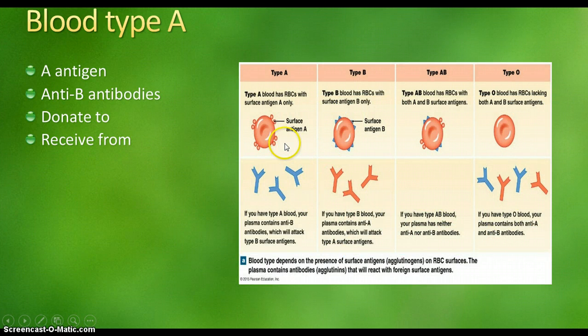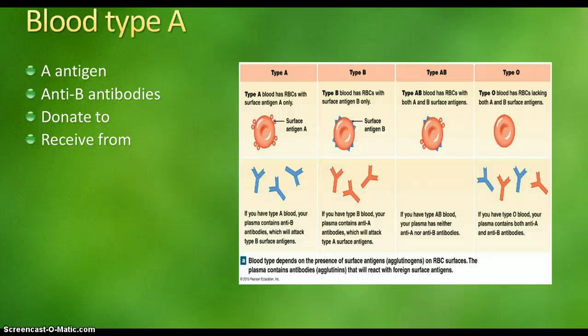Blood type A, these people have the surface antigen A on the red blood cell. Now you never want the matching antibody in the blood with the antigen, so it's always going to be opposite. A blood type A has the anti-B antibodies. These people can donate to people who are either type A or type AB.